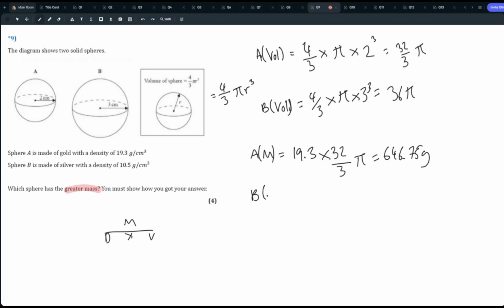Let's do the same for B, the exact same thing, density times volume. Now the volume was 36 pi and the density is 10.5. Now if we do that, we get 1187.52 grams. Now we can clearly see which has a greater mass. B has the greater mass.